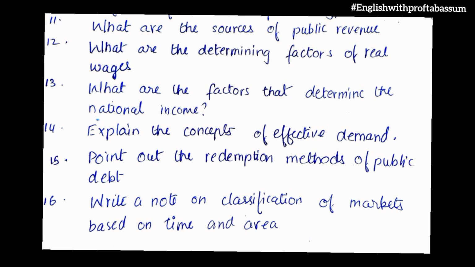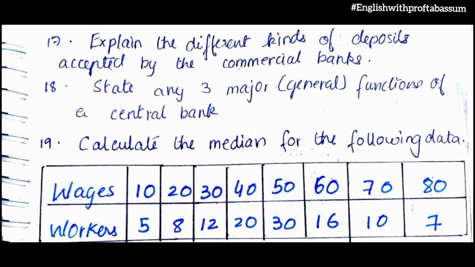Even for national income, it can be asked in long, short as well as very short. So it's very important. Then explain the concept of effective demand. Point out the redemption methods of public debt. Write a note on classification of markets based on time and area. Explain the different kinds of deposits accepted by the commercial banks. State any 3 major general functions of a central bank.